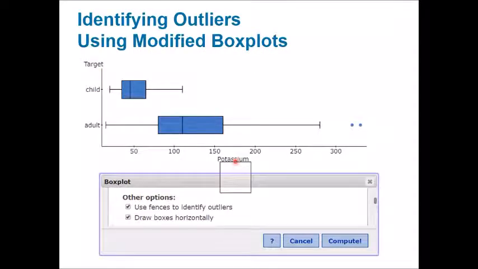For the potassium in breakfast cereals, we can see that children's cereals did not have any outliers, while the adult cereals had 2 outliers. If we hover the cursor over these 2 dots in StatCrunch, StatCrunch will give us the value of the potassium. To create this box plot in StatCrunch, go to the Graph menu, select Box Plot. Under Other Options, check Use Fences to identify outliers, and check Draw Boxes Horizontally, and then Compute.